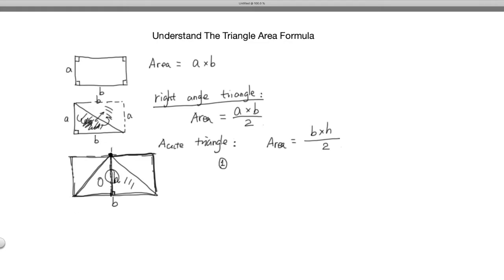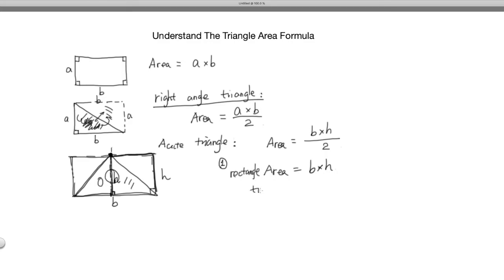Correct? So now for this big rectangle, the area equals b times h, because h is the height, so the height makes this a rectangle. This is h, so b times h is the area of the rectangle.